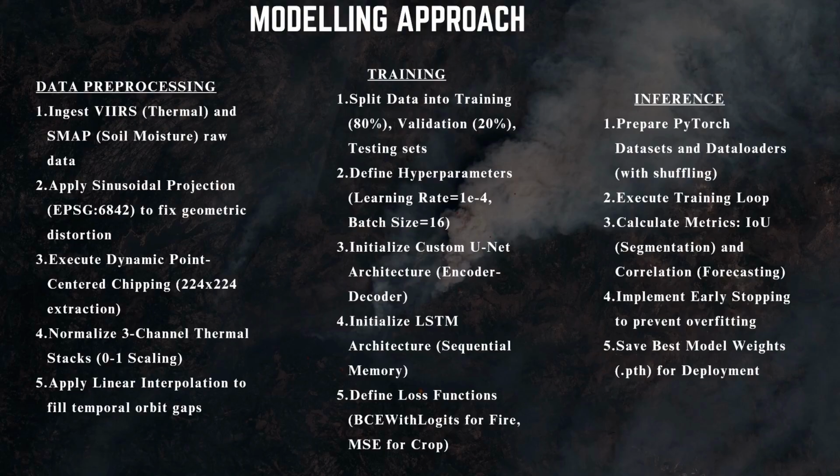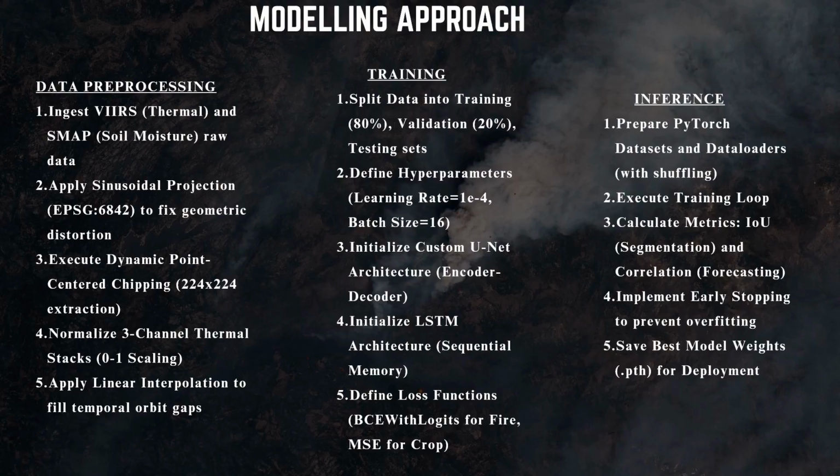This is where we initialize our two distinct architectures, which are a custom UNet, which is used for fire segmentation, and the LSTM for sequential crop memory. Crucially, we use different loss functions for each stack. That is, BCE with logits is for binary classification of fire pixels, whereas mean squared error is used for numerical prediction of crop health.